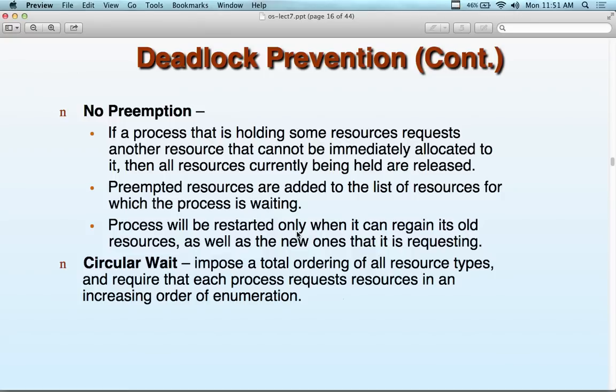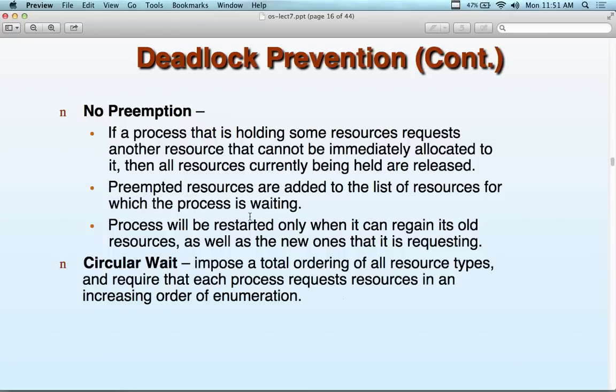So in a prevention concept, you're going to put in preemption, and you're going to get rid of the no preemption scenario. And you're going to preempt a resource. Resources are added to the list of resources for which the process is waiting. You can actually tier out the queues. So you have a special queue for high priority processes that have been preempted. That will hopefully eliminate your starvation.